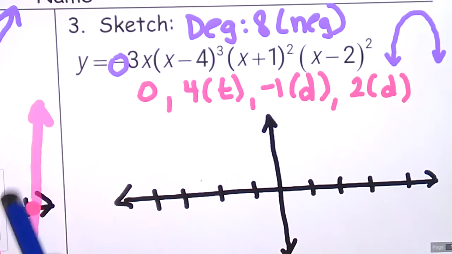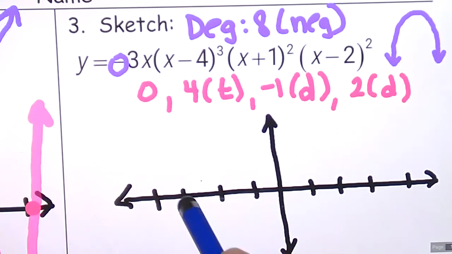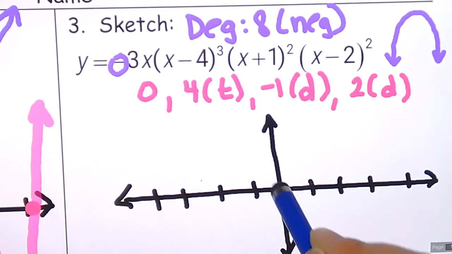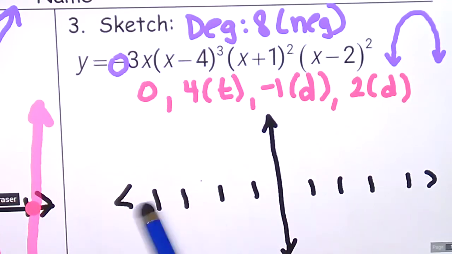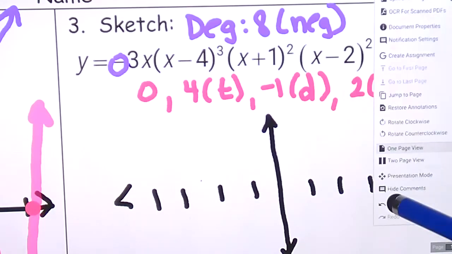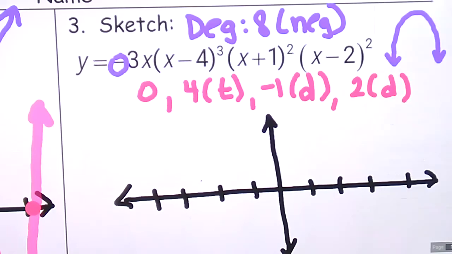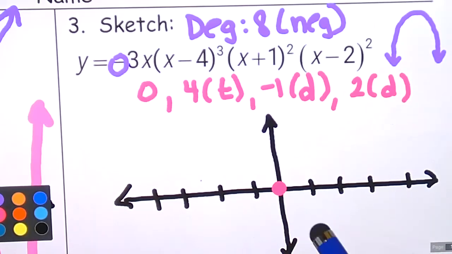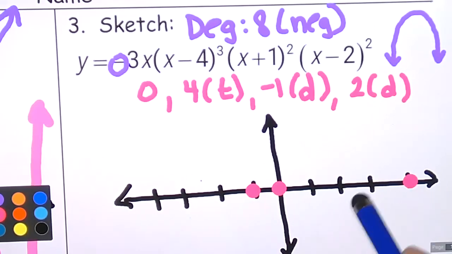So when I'm graphing this, let me get my points, make them a little bigger. So I'm going to have a point at 0. Oops, I didn't want to do it black. Undo that. Okay. So I'm going to have points at 0, at 4, at negative 1, and at 2.